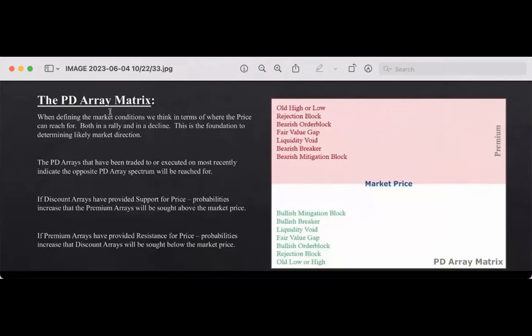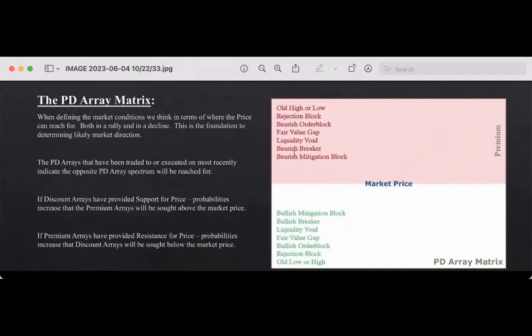So the PD array matrix, we'll go ahead and define this real quick. It says, when defining the market conditions, we think in terms of where the price can reach for, both in a rally and in a decline. This is the foundation to determining likely market direction. The PD arrays that have been traded to or executed on most recently indicate the opposite PD array spectrum will be reached for. If discount arrays have provided support for price, probabilities increase that the premium arrays will be sought above the market price. If premium arrays have provided resistance for price, probabilities increase that discount arrays will be sought below the market price.